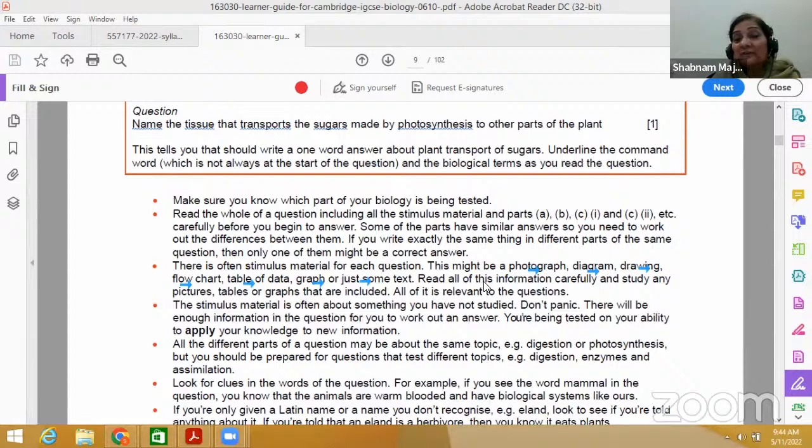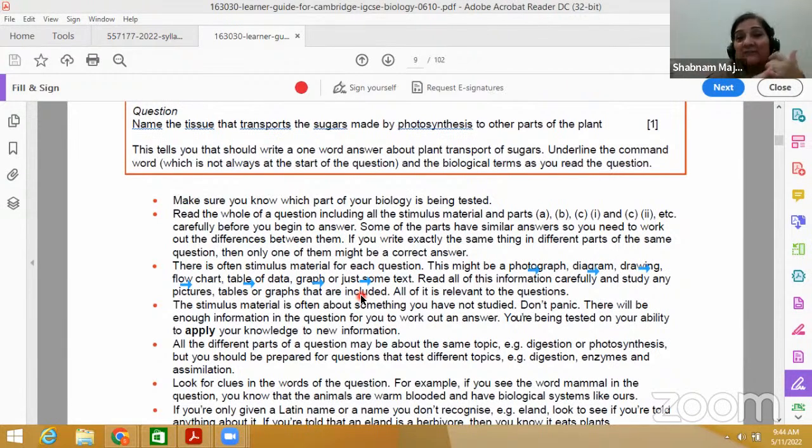Read all of the information. You need to read all of the information, very important, carefully, and study any pictures, tables, or graphs that are included. I have seen kids not doing very well in even graph type questions. What type of graphs you should know.